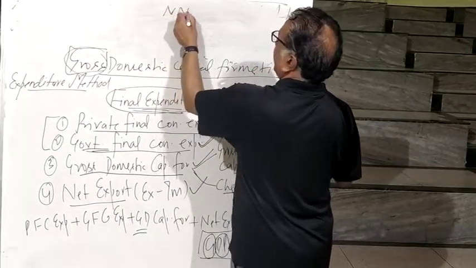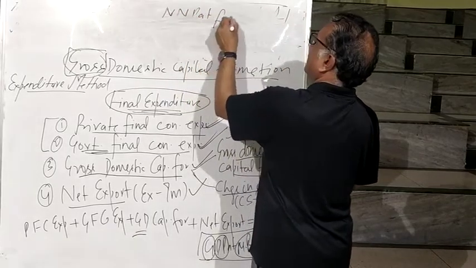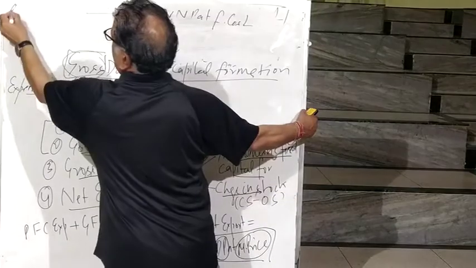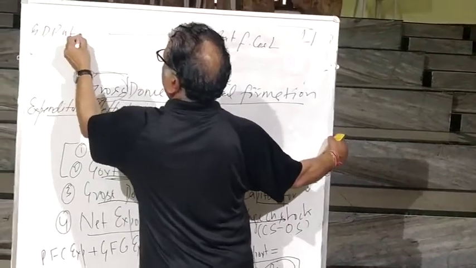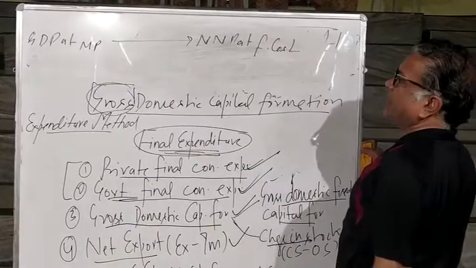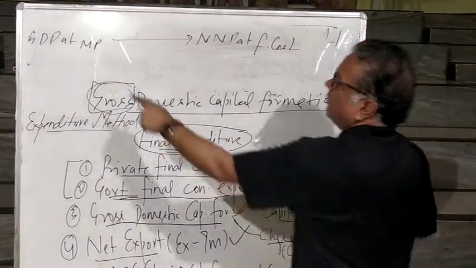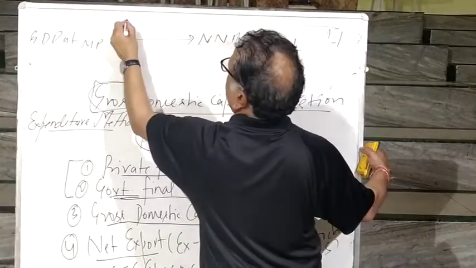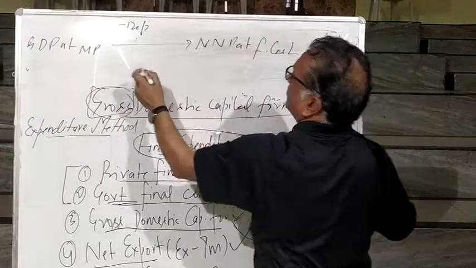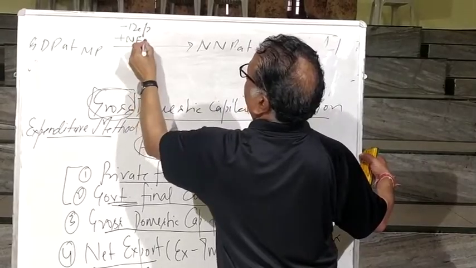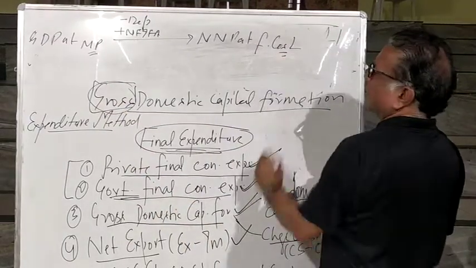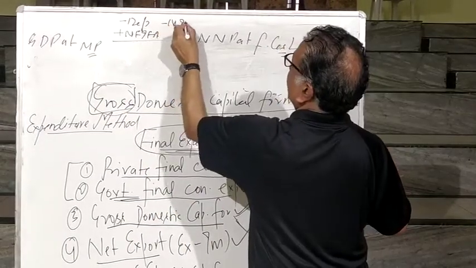What do we call it? NNP at factor cost. And what have I already calculated? GDP at market price. How can I now convert GDP at market price into NNP at FC? I have to convert gross into net, which means minus depreciation. I have to convert domestic into national, which means plus net factor income from abroad. I have to convert market price into factor cost, which means minus net indirect tax.